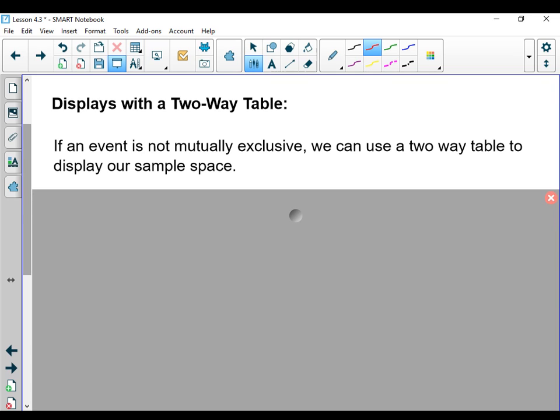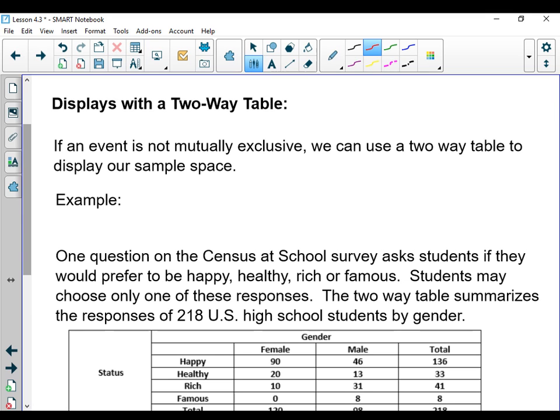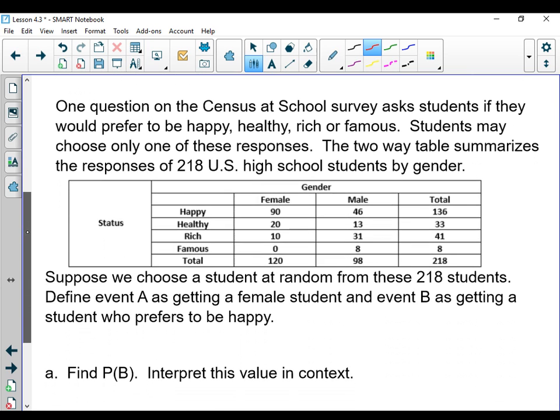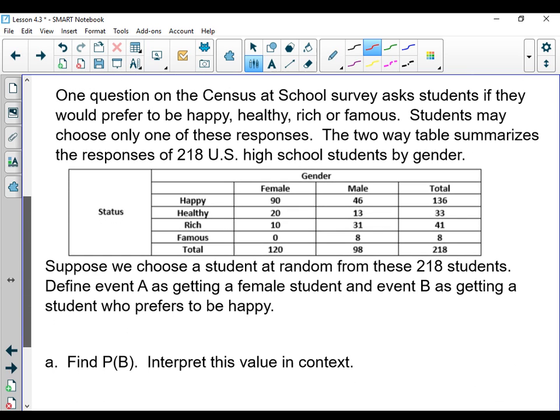If an event is not mutually exclusive, in other words, both of the things can happen at once, one of the ways we can display that is with a two-way table. So here's an example. There was a question on the Census at School survey that asked students if they would prefer to be happy, healthy, rich, or famous. So they had to choose one of those four things.